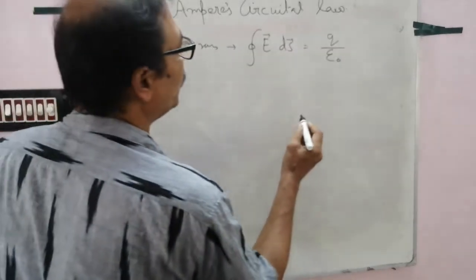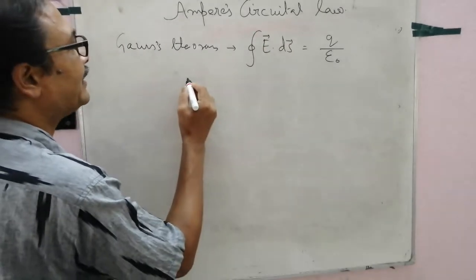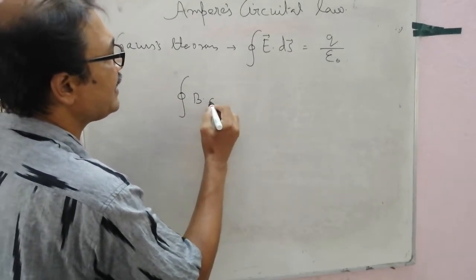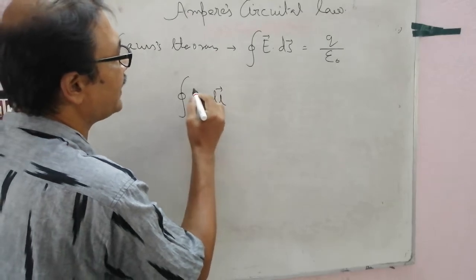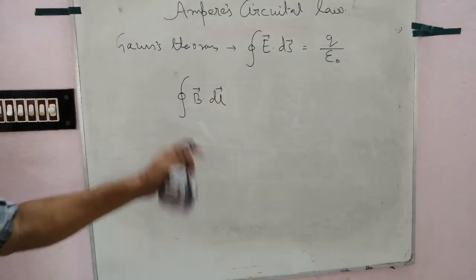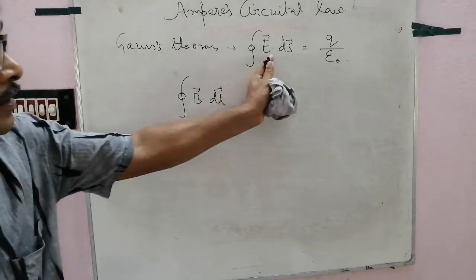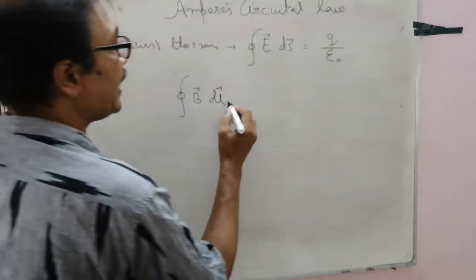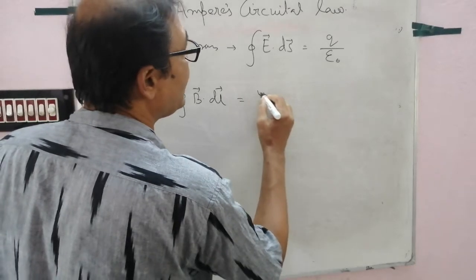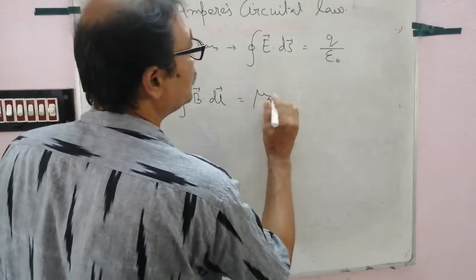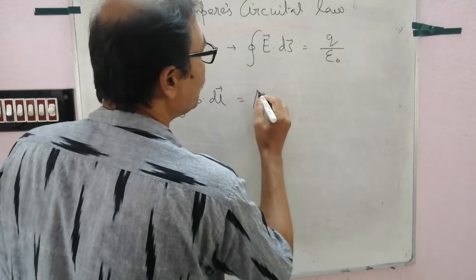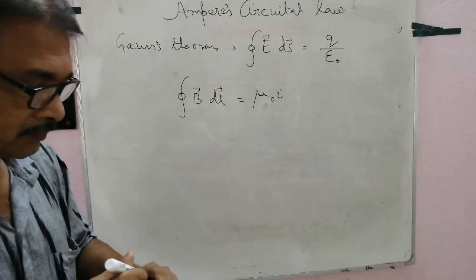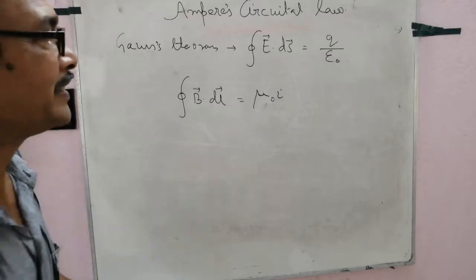Ampere's circuital law follows that line. The line integral of the magnetic field vector, here B dot dl, is equal to mu naught times the current enclosed by that loop.